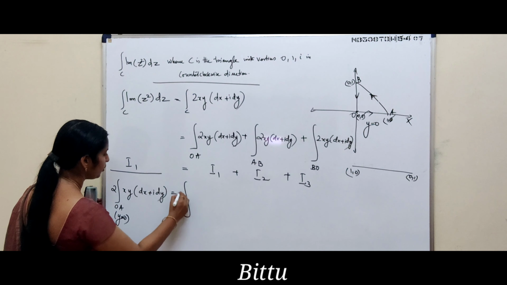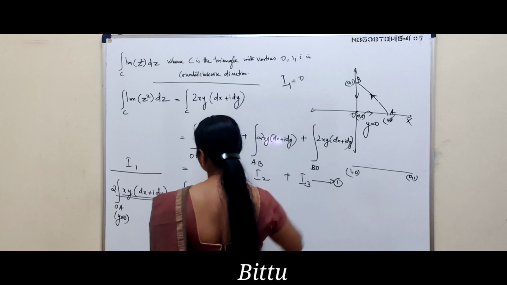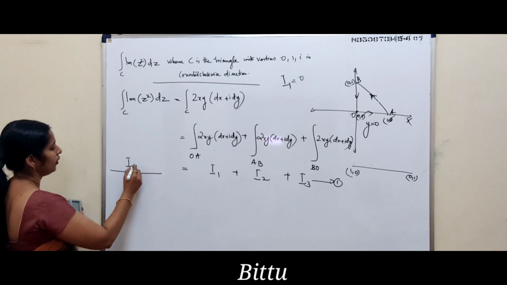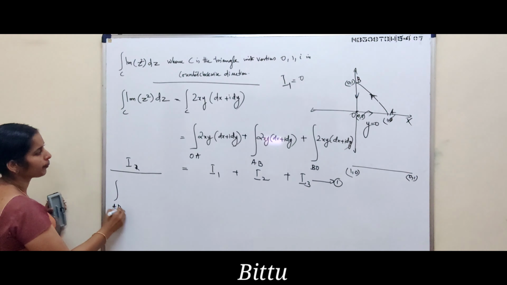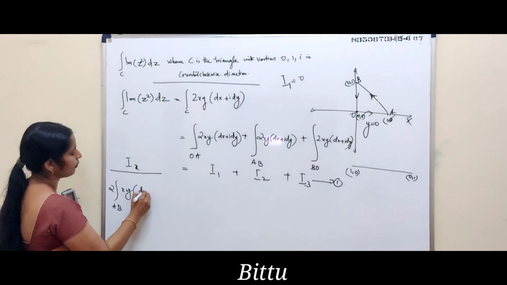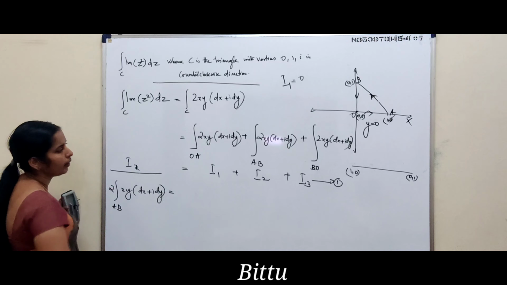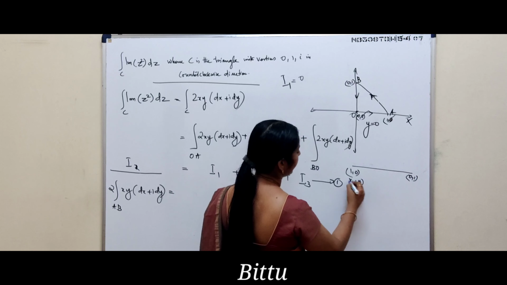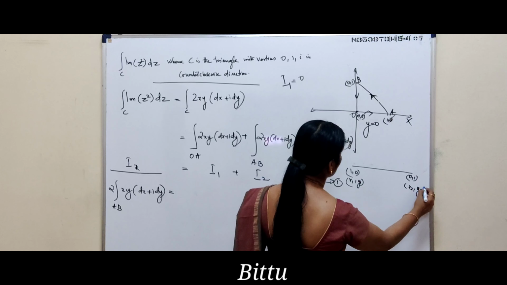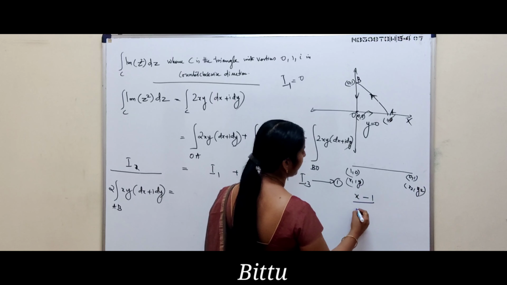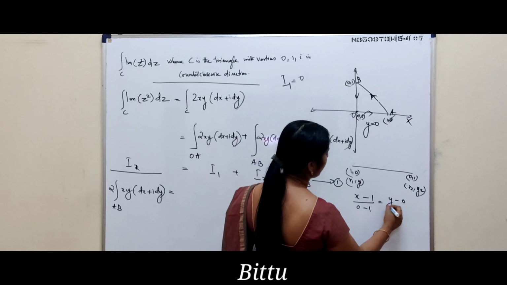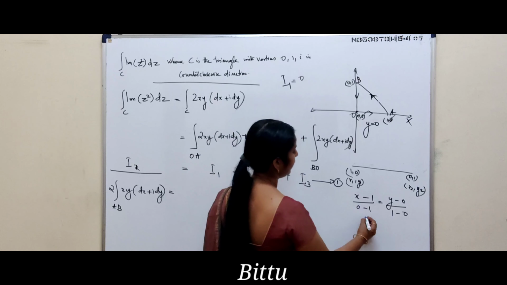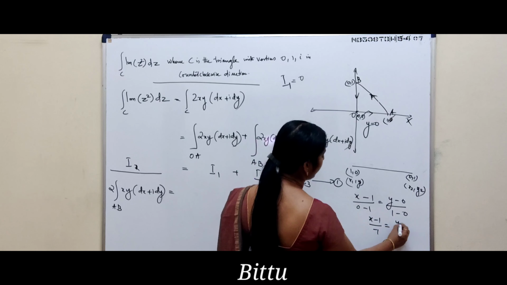Finally, we have to substitute these values in equation number 1. So you have to remember I1 is 0. Next, we have to find I2. I2 is the integral over AB of 2xy dx plus i dy. What is the equation of AB? This is a straight line joining 2 points (x1, y1) and (x2, y2). So its equation is (x minus x1)/(x2 minus x1) equal to (y minus y1)/(y2 minus y1). That is (x minus 1)/(minus 1) equal to y/1.